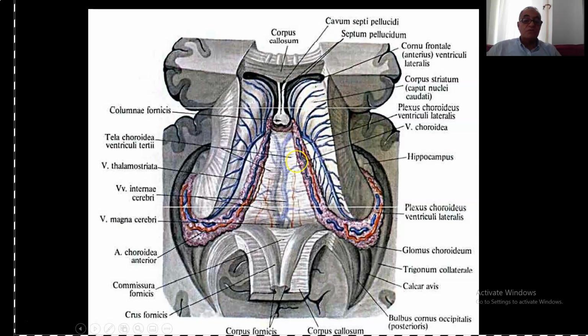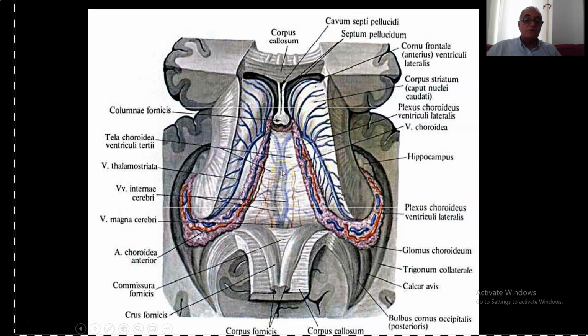This is another view showing the roof of the thalamus, and there is a layer here which is called the superior layer of tela choroidea. There is the inferior layer of tela choroidea lining the thalamus, extending to the midbrain, and the superior layer of tela choroidea above it and lining the fornices, extending to the splenium of the corpus callosum.